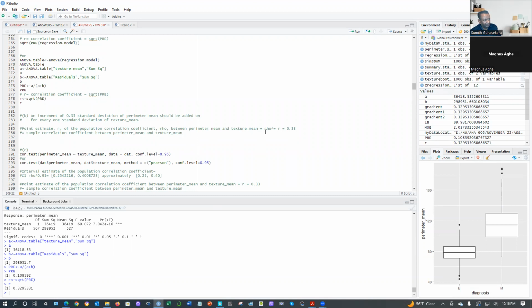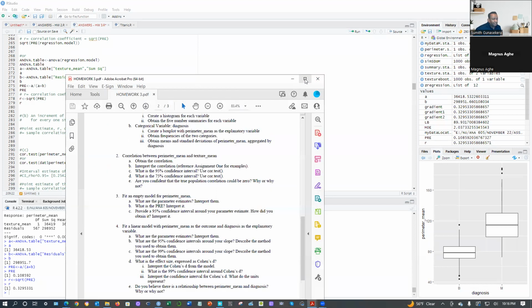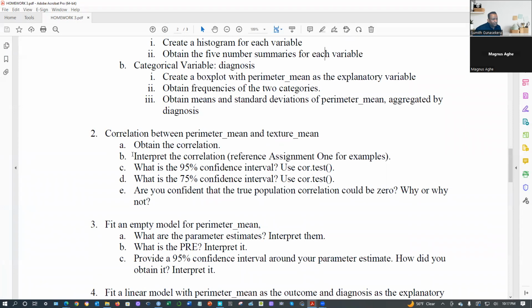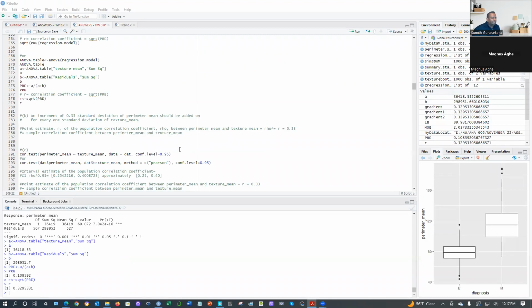Rho hat between parameter mean and texture mean, which is R, is 0.33. That is the sample correlation coefficient between parameter mean and texture mean. In part C, they're going to ask about the confidence interval. They say, I'm not interested in the point estimate. Give me the 95% confidence interval for even the correlation. Even for the correlation, they are not interested in only that one point value. They need a whole bunch of values. For that part, okay.